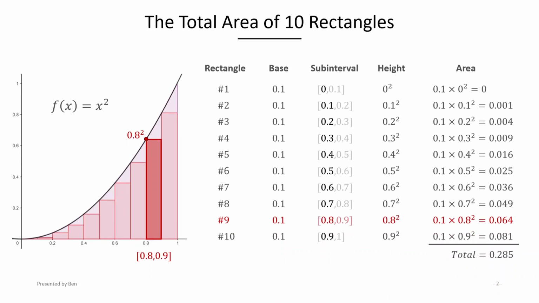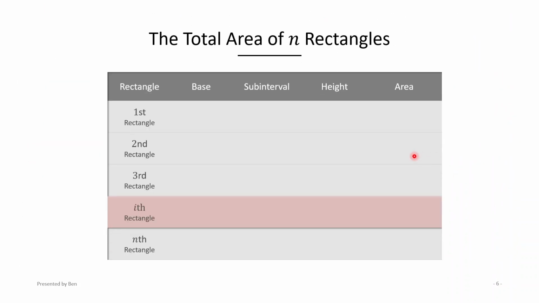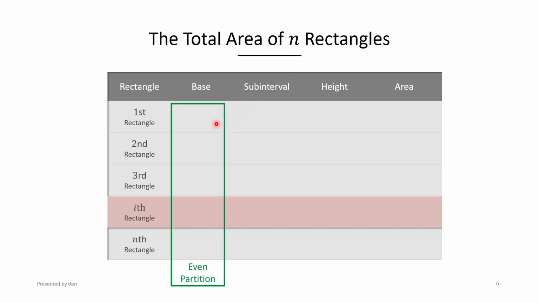So let's try to generalize this process. And suppose we have n rectangles this time. And this is a very general case. Because it's an even partition, the base will be 1 divided by n for all the rectangles. And the subinterval for the first rectangle will go from 0 to 1 over n, right?